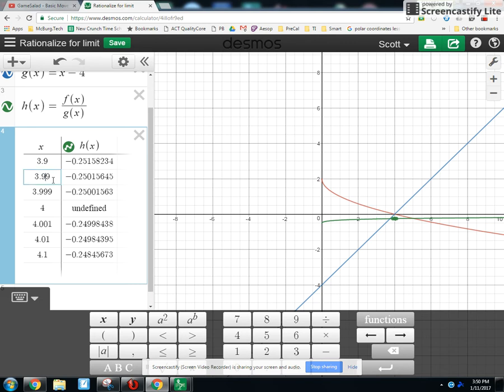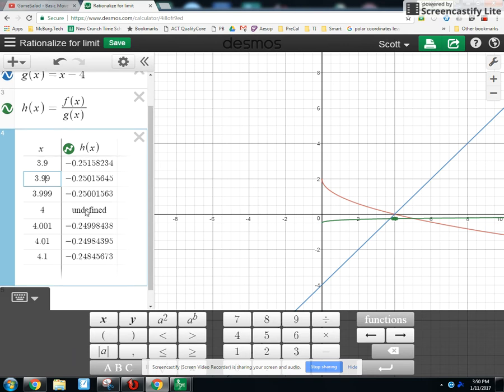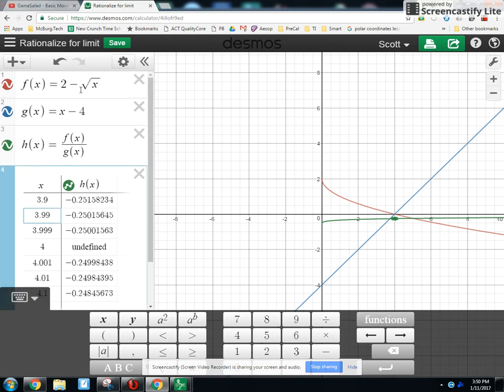It looks like 3.9, 3.99, and 3.999 are getting closer and closer to negative 0.25, which is negative a fourth. Also from down here, we go to negative 0.2498, so again, we're getting closer and closer to negative 0.25. So I'm going to propose to you that the limit of the function f of x over g of x as x approaches 4 is actually negative 1/4, and we can see this happening in the graph down here, even though it's indeterminate form if we use direct substitution.